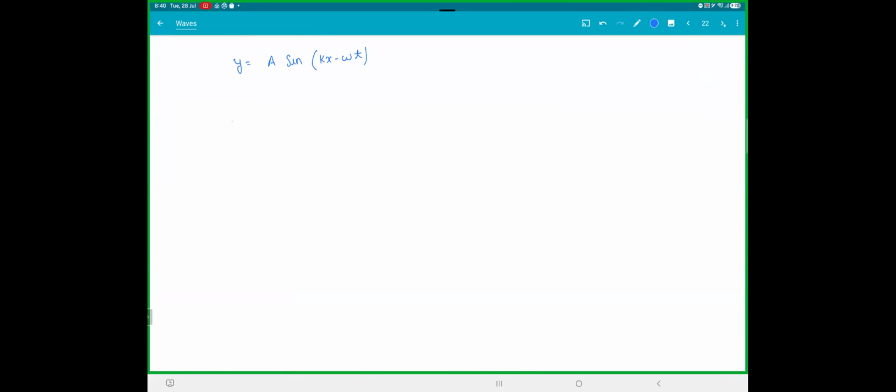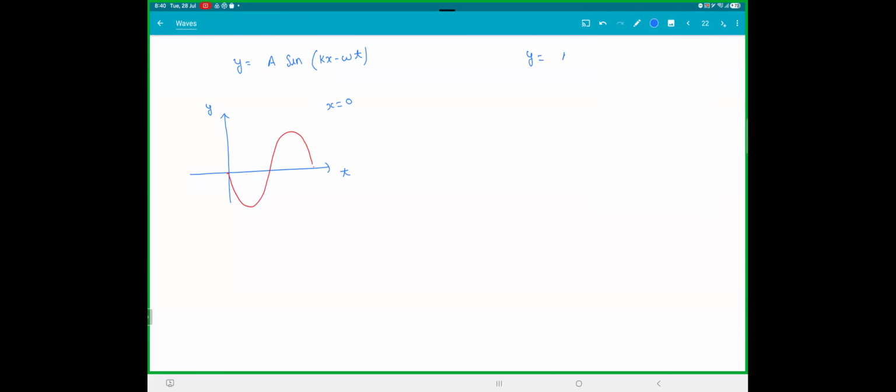just look at this thing. If I put x is equal to 0 and time is equal to 0, the graph is looking like this. So at x is equal to 0, the particle is starting with y is equal to minus a sine omega t, meaning it is starting like this.